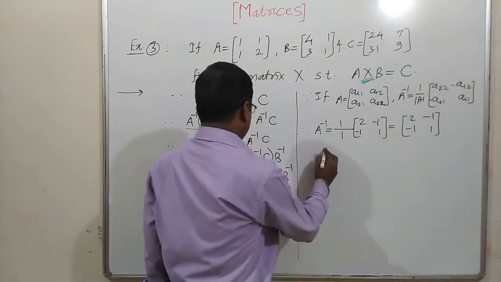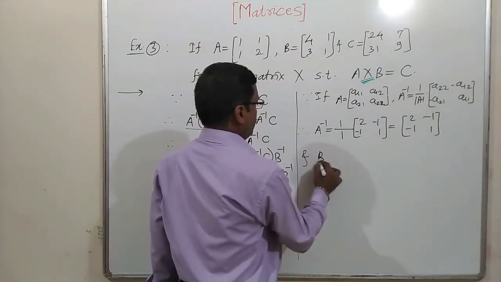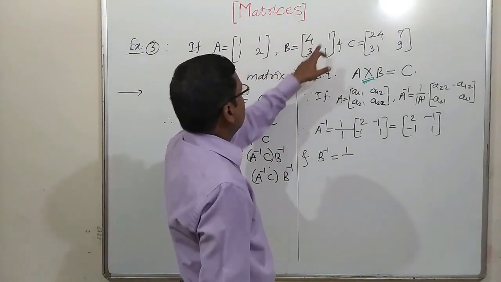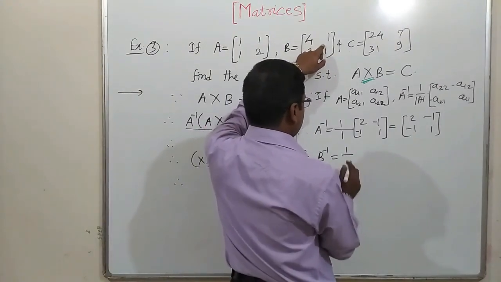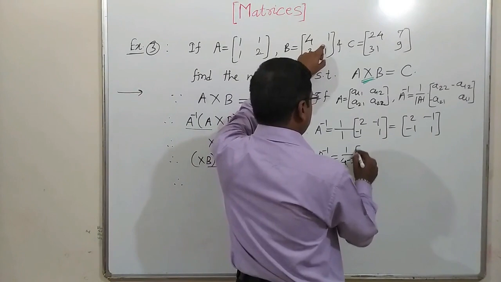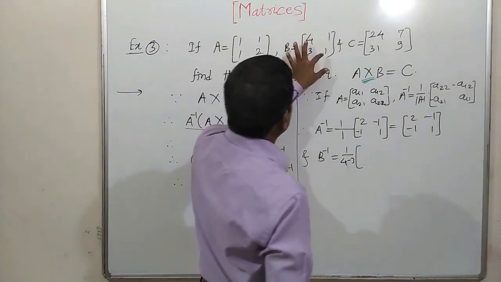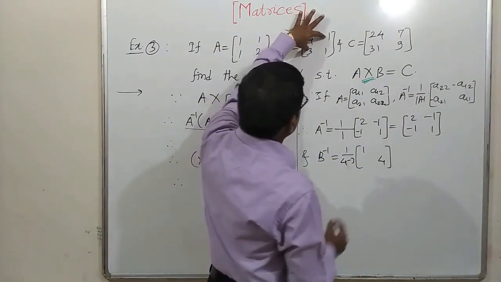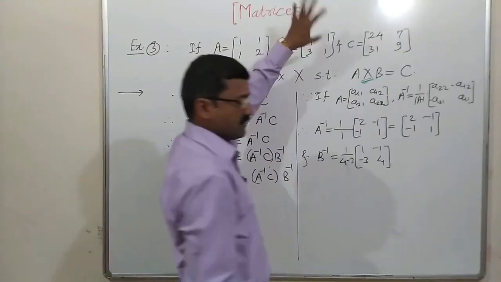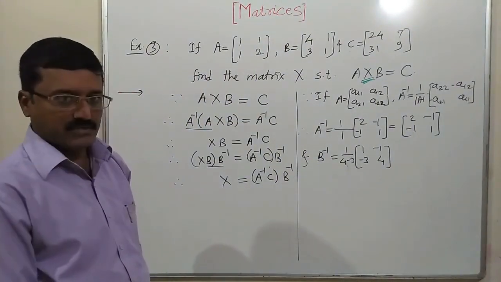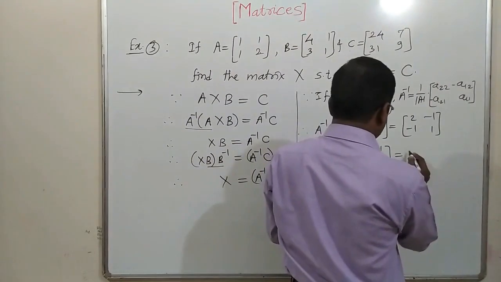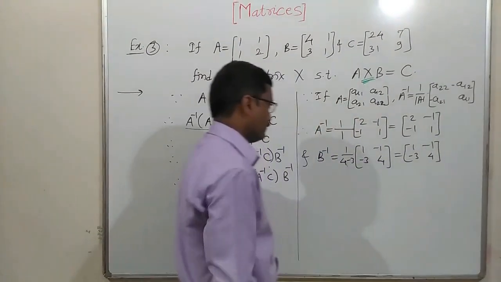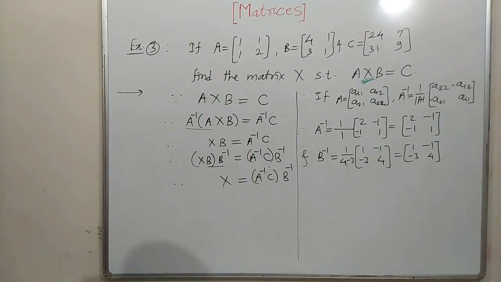Then we need B inverse. B inverse is equal to 1 upon determinant of B, which is 4 minus 3, that is again 1. In this case, change the positions of the diagonal elements, that is 1, 4, and change the signs of these two elements, that is minus 1, minus 3. In this way also you can remember this. That is equal to the same matrix, 1 minus 1 minus 3 4. So we get A inverse and B inverse here.